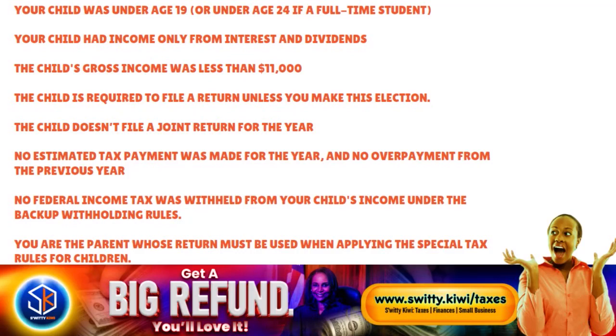The child's gross income was less than $11,000, and the child is required to file a return unless you make this election. The child doesn't file a joint return for the year, so you have to make sure that you qualify. No estimated tax payments were made for the year, and no overpayment from the previous year or from any amended return was applied to the year under your child's name and Social Security number. No federal income tax was withheld from your child's income under the backup withholding rules. And you are the parent whose return must be used when applying the special tax rules for children.